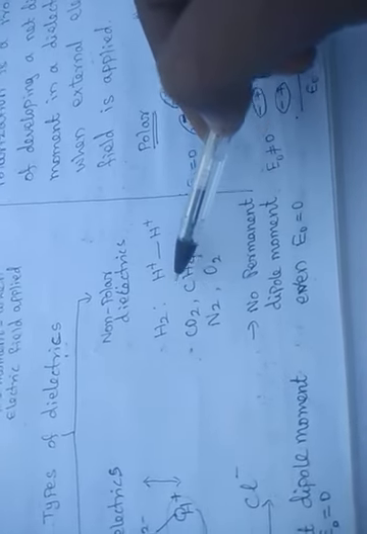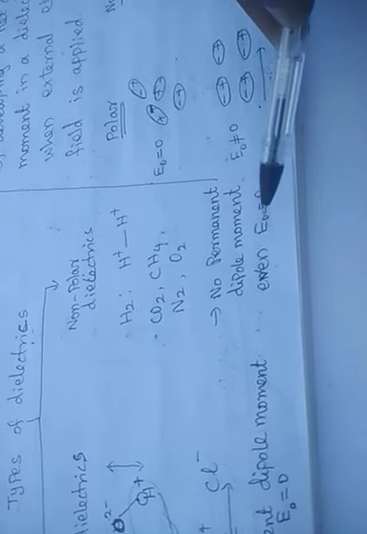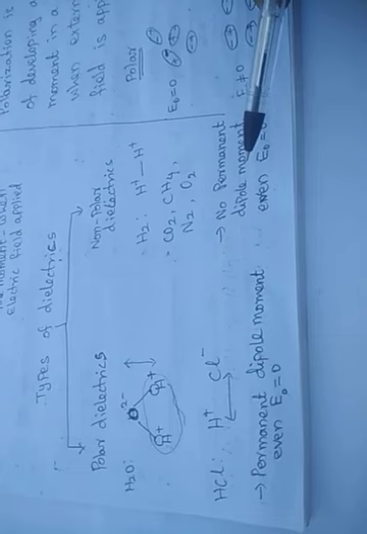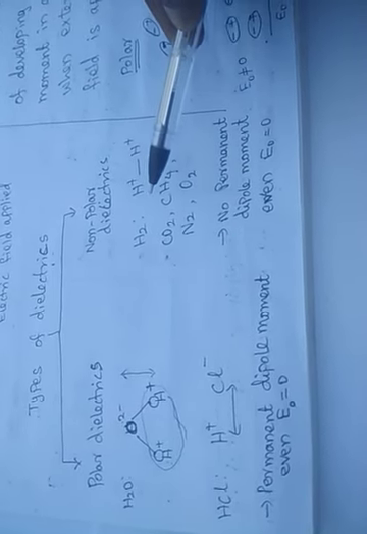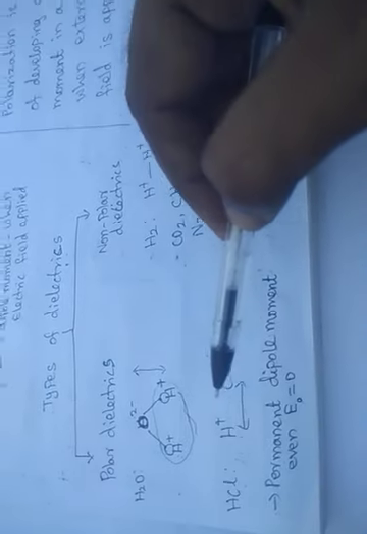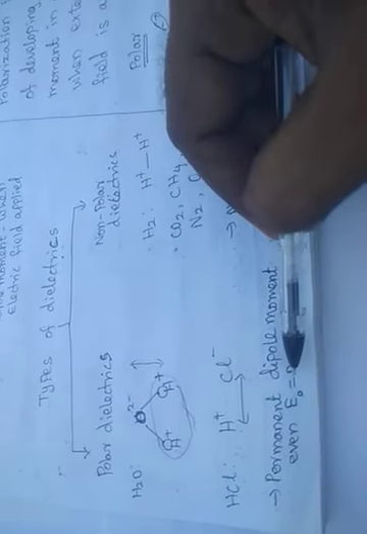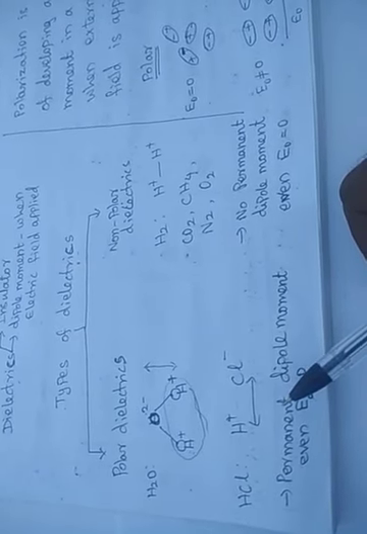Nonpolar dielectric means molecules like H2, N2 and O2, which do not have equal and opposite separated charges, and no permanent dipole moment occurs even in the absence of an external electric field. So when no external electric field is given, molecules not having a permanent dipole moment are nonpolar dielectrics. Dielectrics having a permanent dipole moment even in the absence of an external field are called polar dielectrics.